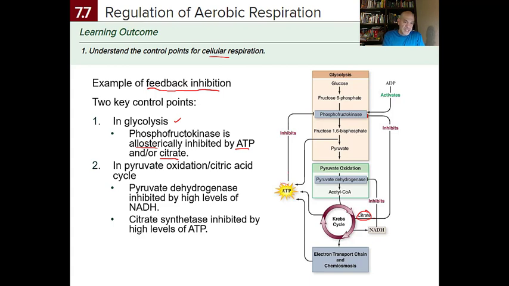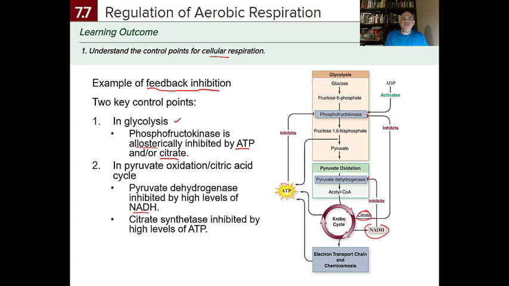The second control point is in the pyruvate oxidation and citric acid cycle. There was an enzyme, remember, called pyruvate dehydrogenase, and that would be inhibited by high levels of NADH. So if you have high levels of NADH right here, that would go back and inhibit the enzyme that basically oxidizes the pyruvate, which is that first step before going into the Krebs cycle. So we would have less acetyl-coenzyme A, and that would slow down the entire process there.